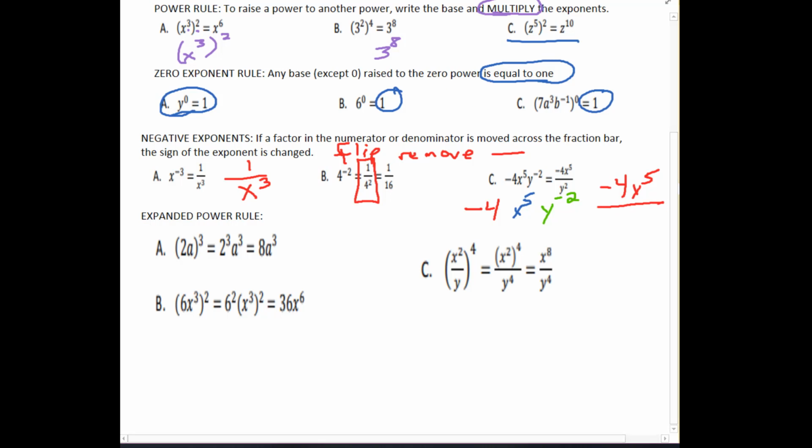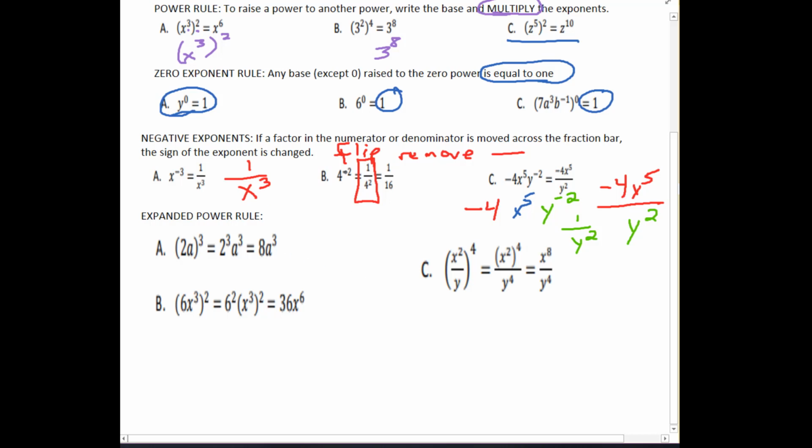Then we have to do something with that y because it's negative. We don't like that. So we change the y to the negative 2 by putting 1 over y to the 2nd. If I put that over here, I'm going to have the 1 here and y to the 2nd. Now we know negative 4x to the 5th times 1 is just negative 4x to the 5th. So we don't even have to write that 1. We can get rid of it. And there's your answer: negative 4x to the 5th over y to the 2nd. All right. One more thing.